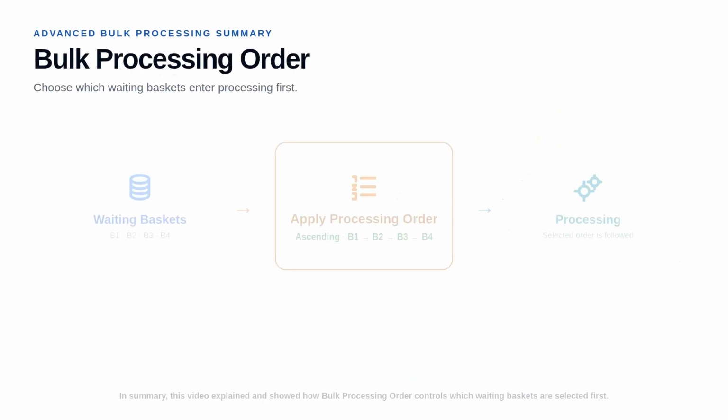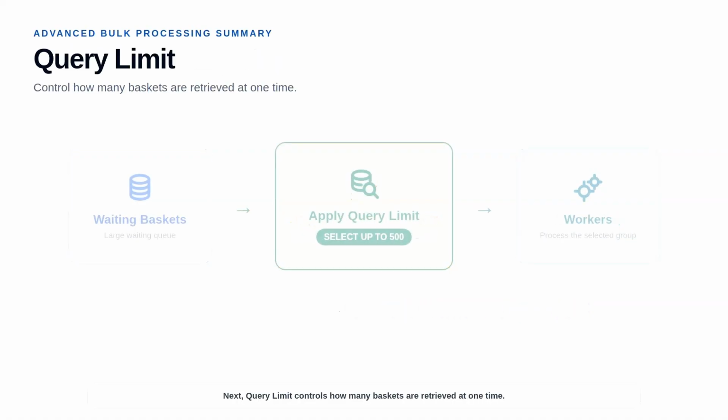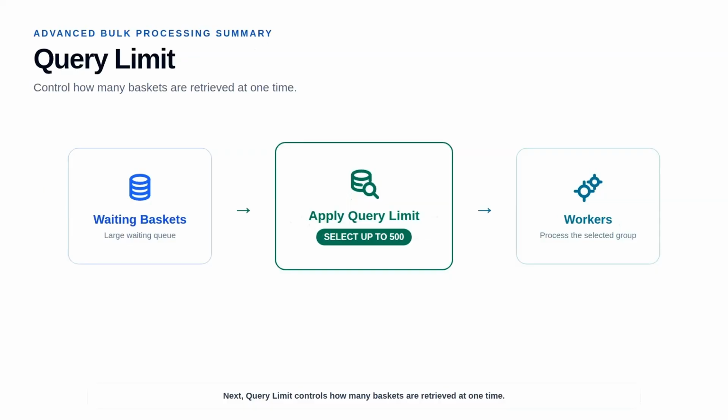In summary, this video explained and showed how bulk processing order controls which waiting baskets are selected first. Ascending order processes the oldest baskets first, while descending order processes the newest baskets first. The selected sequence is followed as the baskets enter processing. Query limit controls how many baskets are retrieved at one time. The selected group is then sent to workers for processing. If a CPU exception occurs, reduce the query limit and test again until you find a suitable value.